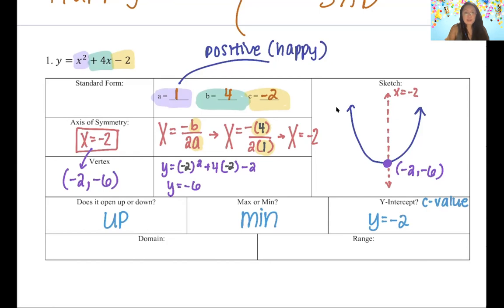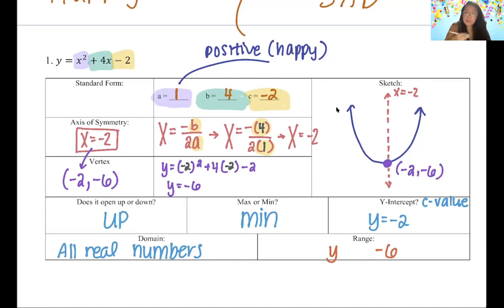Domain, we said in a quadratic function, for the most part, our domain is all real numbers. And then our range, this is the one we have to build, and it's kind of fun. So I know range deals with our y values. Okay, so let's start with that. Range deals with our y values. And then we're going to take the y value of our vertex, negative 6.